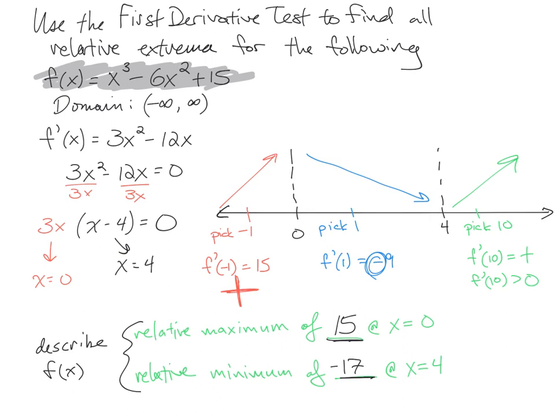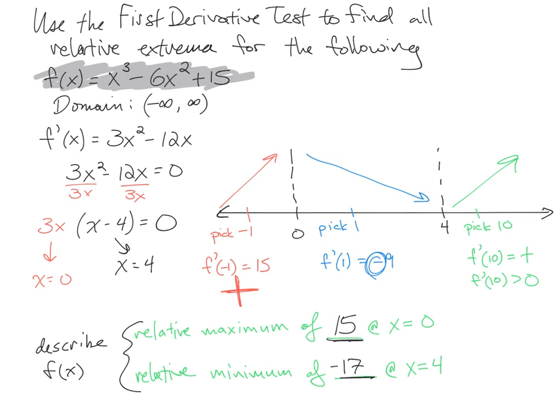But these also represent points on the actual function itself. So I did not say it, and I'm going to say it now. 0 is in the domain of this function. 4 is in the domain of this function. So we can say that there are maxes and mins at 0 and 4.